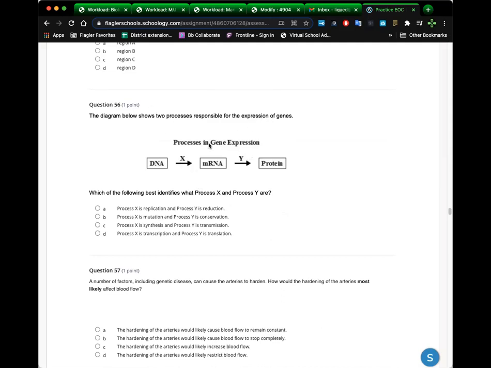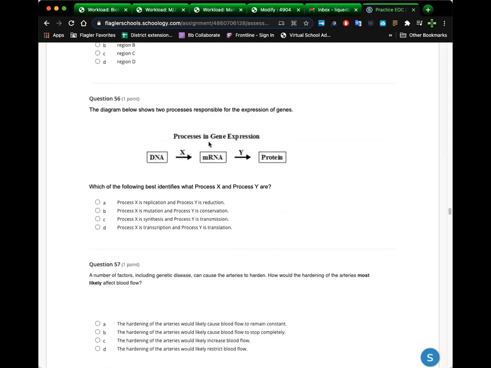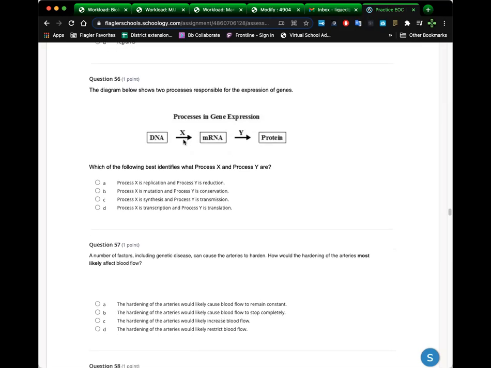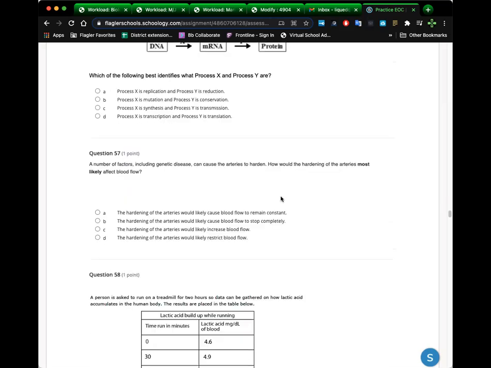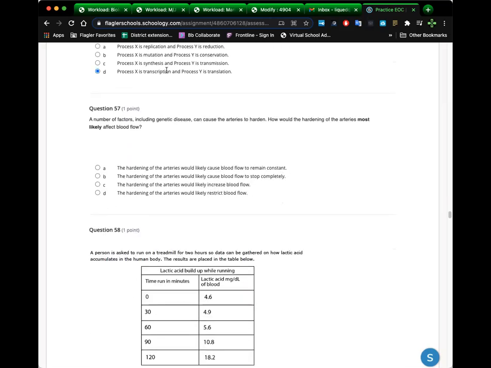All right, so expression of genes. So we're talking about protein synthesis. There are two steps of protein synthesis: transcription and translation. So DNA to RNA is transcription. RNA to protein is translation, or D.